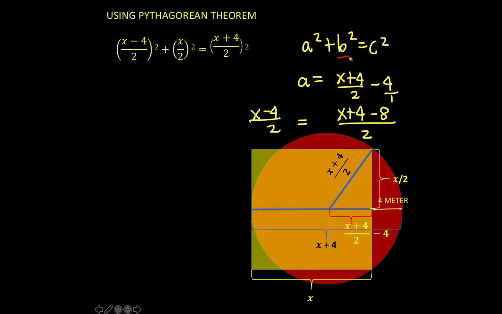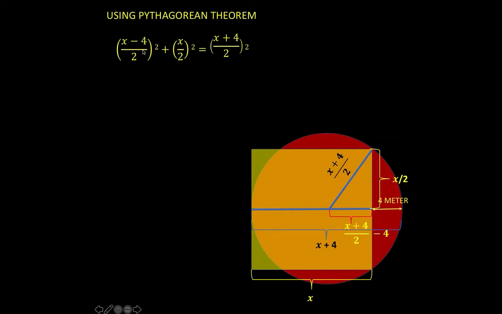Then our b is x over 2. So x over 2 raised to the second power equals, our hypotenuse c is (x plus 4) over 2. So you have this (x plus 4) over 2 raised to the second power. Then let's simplify this one. The quantity x minus 4 raised to the second power is x squared minus 8x plus 16. 2 raised to the second power is positive 4. Copy the plus sign. x raised to the second power, and then the denominator raised to the second power is 4. The quantity x plus 4 raised to the second power is x squared plus 8x plus 16. Then 2 raised to the second power is 4.